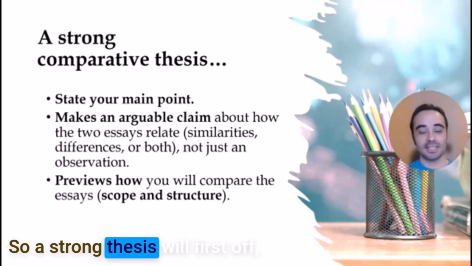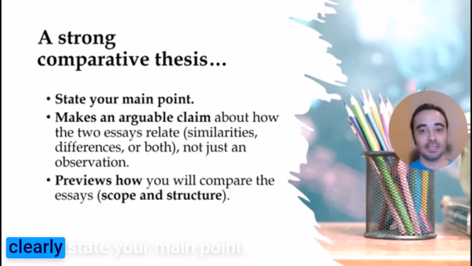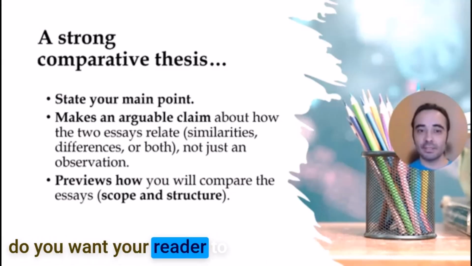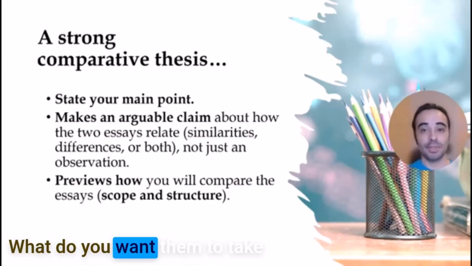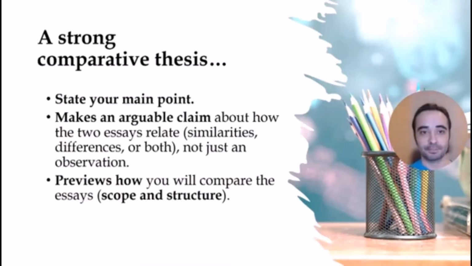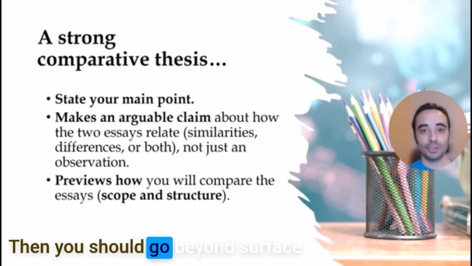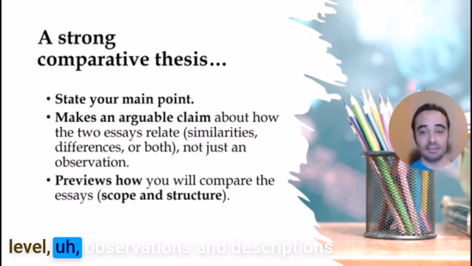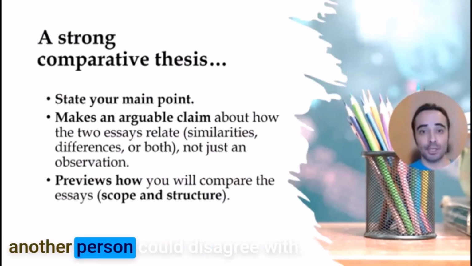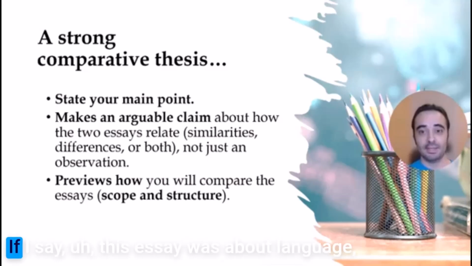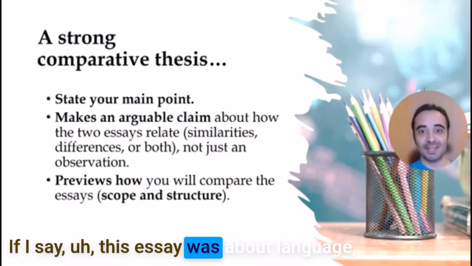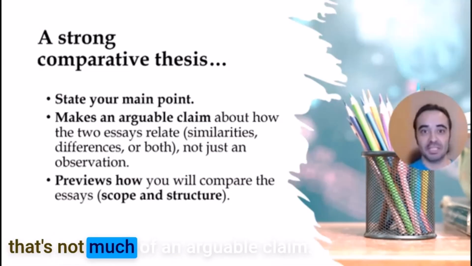A strong thesis will, first off, clearly state your main point. That is, your main point is what you want your reader to take away from your work. What do you want them to take away from the comparison? Then you should go beyond surface-level observations and descriptions and make an arguable claim. That simply means that your claim is something that another person could disagree with. If I say this essay was about language, that's not much of an arguable claim.